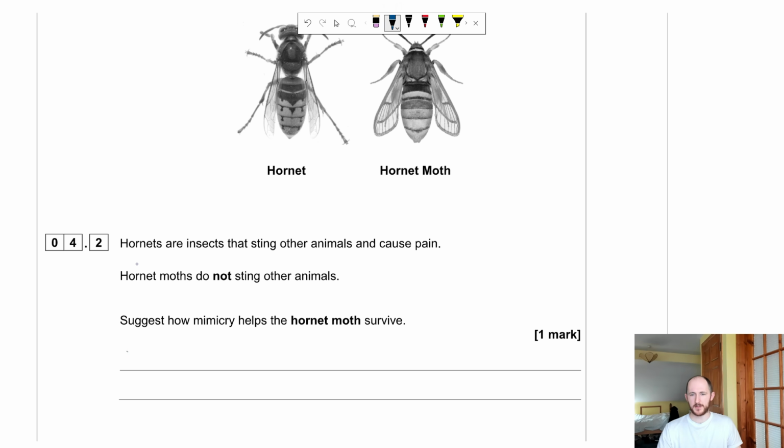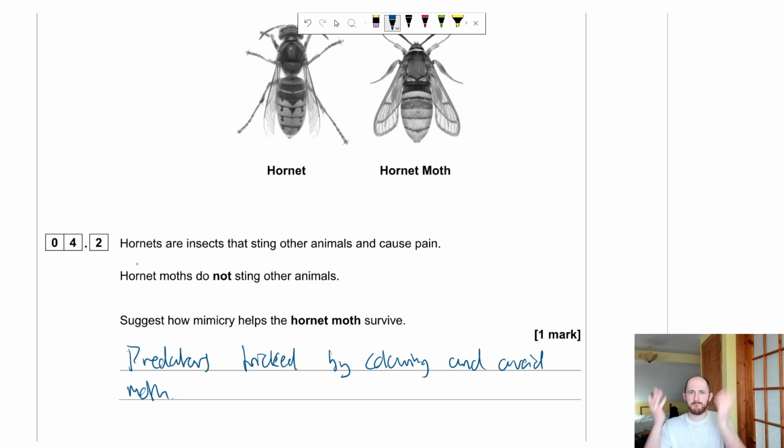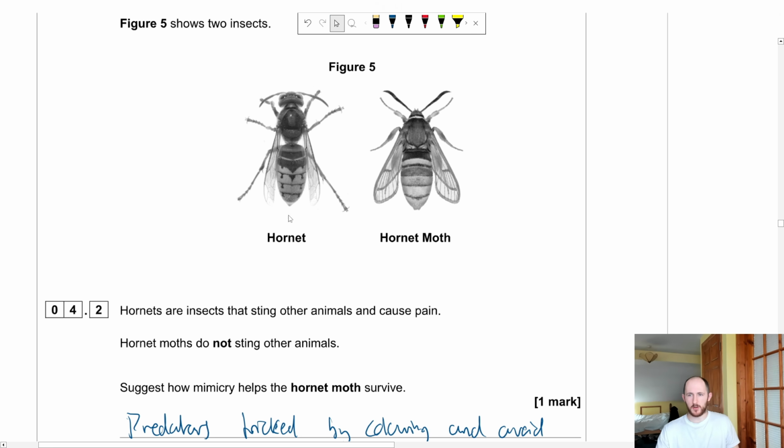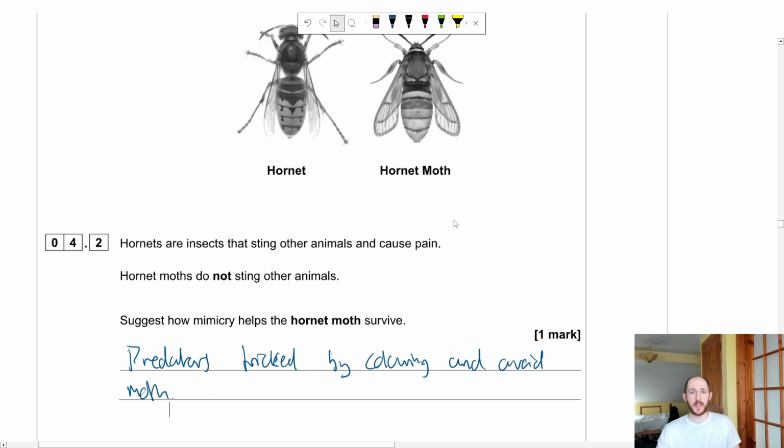That's it. So predators tricked by colouring, and avoid the moth. That's it, really. Because hornets are scary, this thing wants to look like a hornet, so that way people are scared of it, even if they don't have to be, which is amazing.